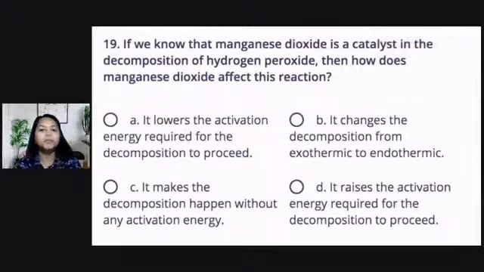If we know that manganese dioxide is a catalyst in the decomposition of hydrogen peroxide, then how does manganese dioxide affect this reaction? Is it letter A, it lowers the activation energy required for the decomposition to proceed? Letter B, it changes the decomposition from exothermic to endothermic. Letter C, it makes the decomposition happen without any activation energy. Or letter D, it raises the activation energy required for the decomposition to proceed. Excuse me, what do you think is the correct choice for number 19?